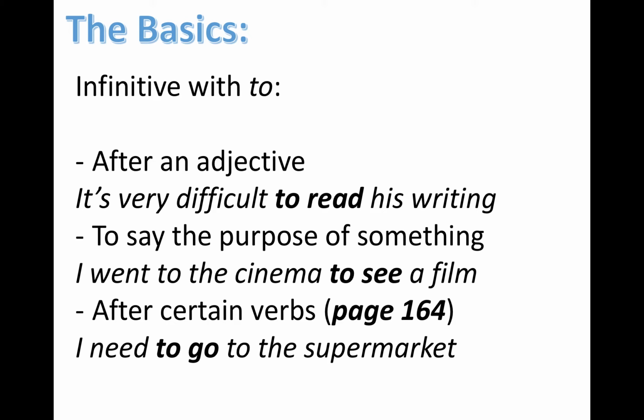But remember, purpose, infinitive, so we use the infinitive with to. When we say why we do something or the purpose of something, we don't say for plus infinitive, or for plus ing. That's wrong. And after certain verbs. Now, to know which verbs take to plus infinitive, please go to page 164 in your students' books. One example can be need, I need to go, or agree, or want. All of them need a verb with to plus infinitive.